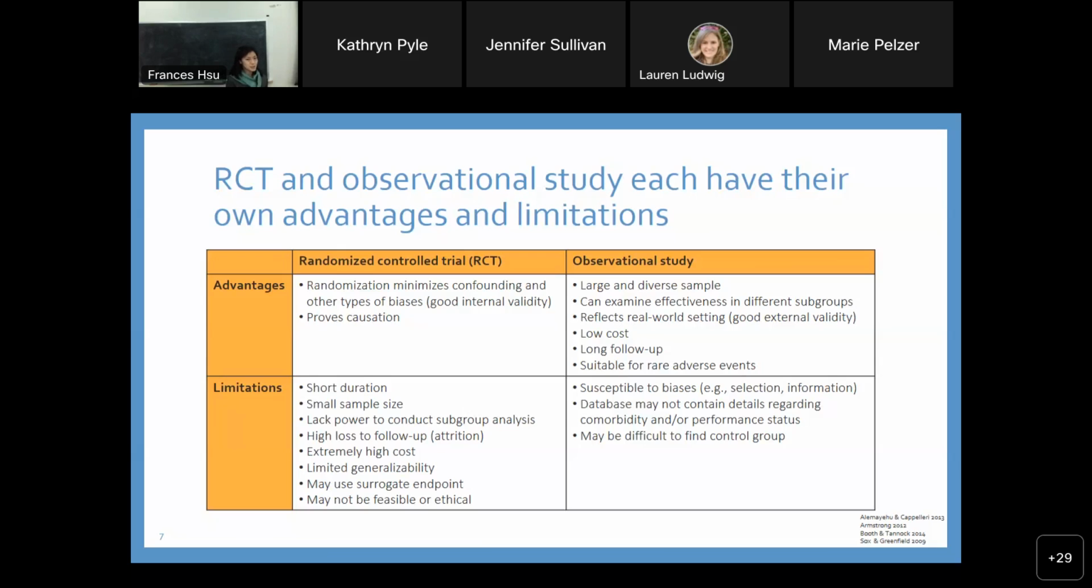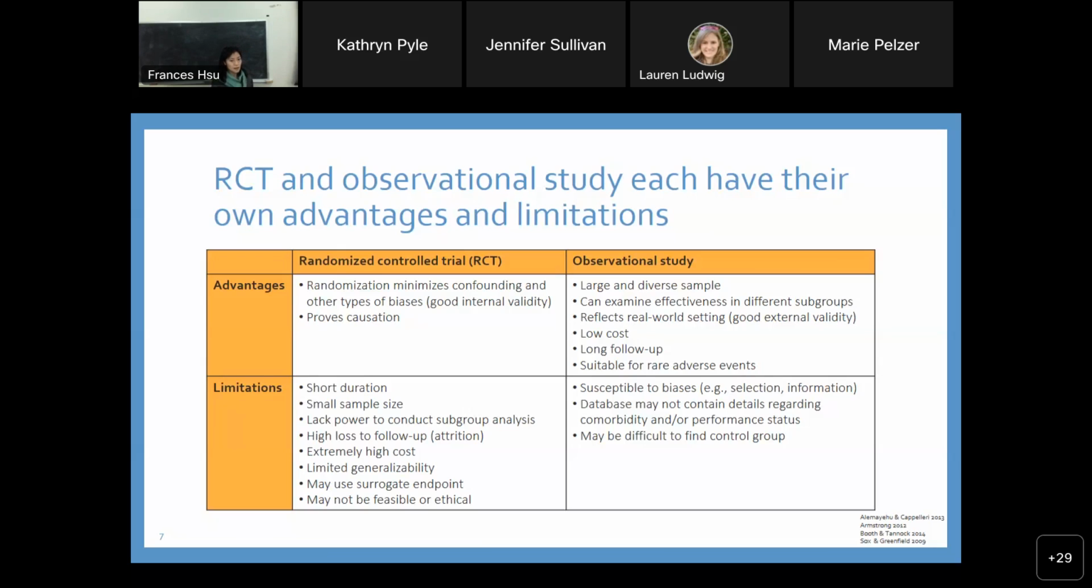Lastly, RCTs may not be feasible due to ethical reasons or small patient population to actually recruit for an RCT. On the other hand, these limitations of RCTs are advantages of observational studies. Observational data typically contain thousands to tens of thousands of patients, allowing for subgroup analysis. They also better reflect real-world setting and how well the treatment actually works in the real world. Some observational data have long follow-up.